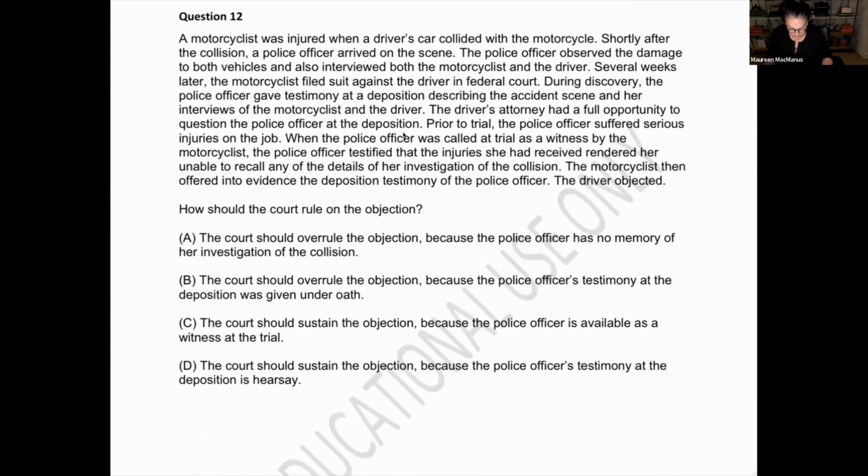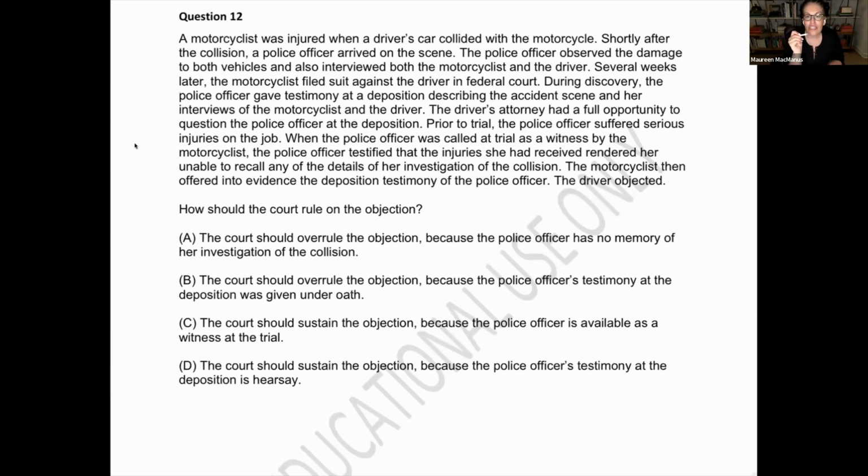All right, how should the court rule on the objection? A motorcyclist was injured when a driver's car collided with a motorcycle. Shortly after the collision, a police officer arrived on the scene. The police officer observed the damage to both vehicles and also interviewed both the motorcyclist and the driver. Several weeks later, the motorcyclist filed suit against the driver in federal court. During discovery, the police officer gave testimony at a deposition describing the accident scene, so this is testimony, and her interviews with the motorcyclist and the driver.